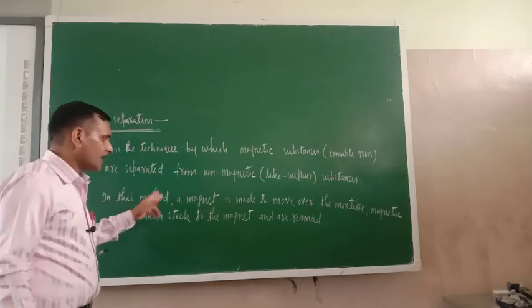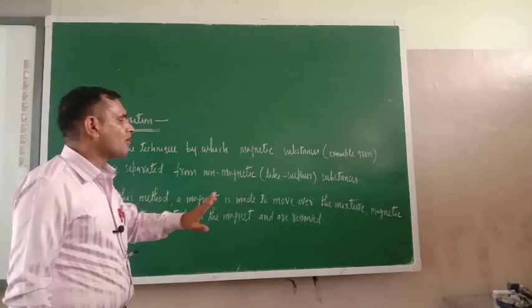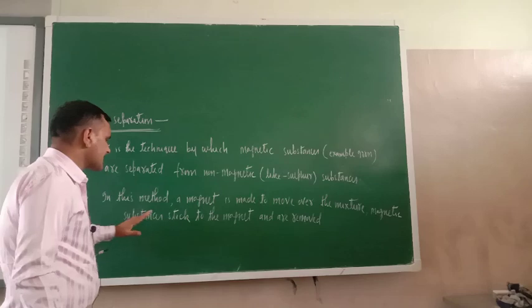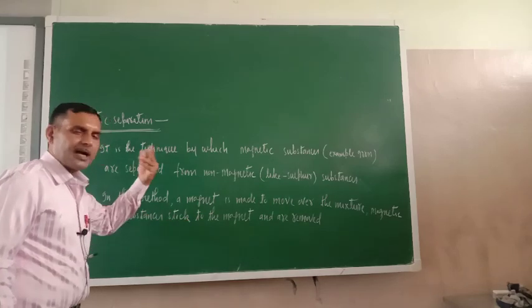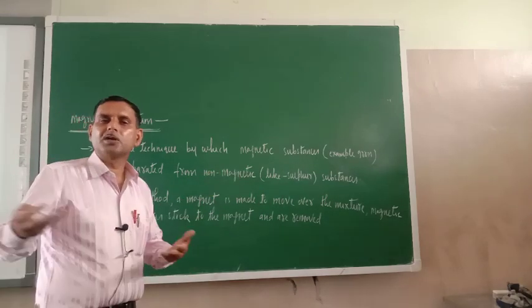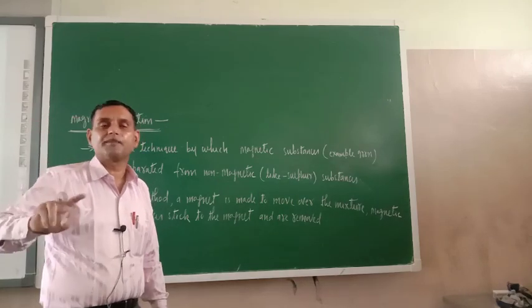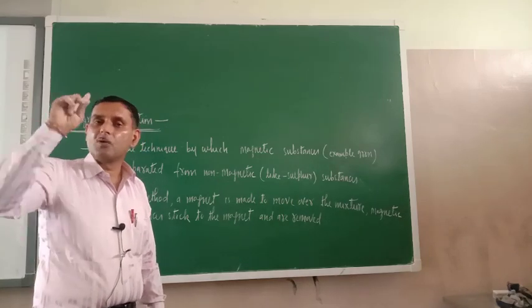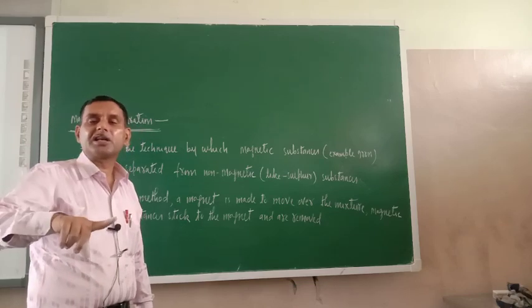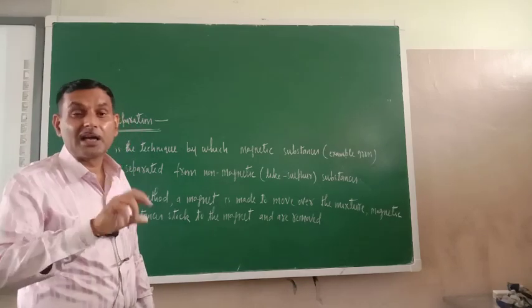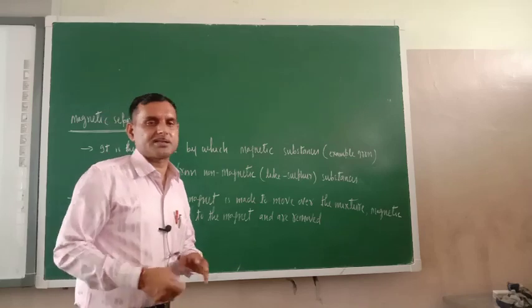In this method, a magnet is made to move over the mixture. Magnetic substances stick to the magnet and are removed. Just see, it is very simple, but here one condition is there. Out of two substances, one should be a magnetic substance, the other should be a non-magnetic substance.